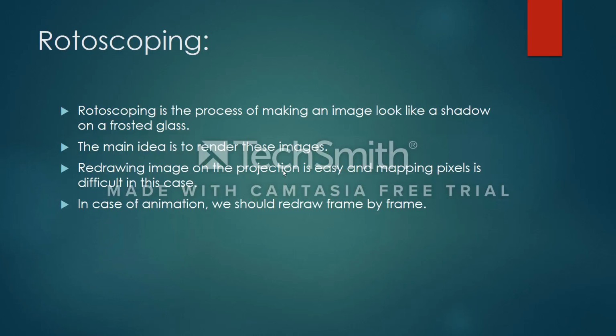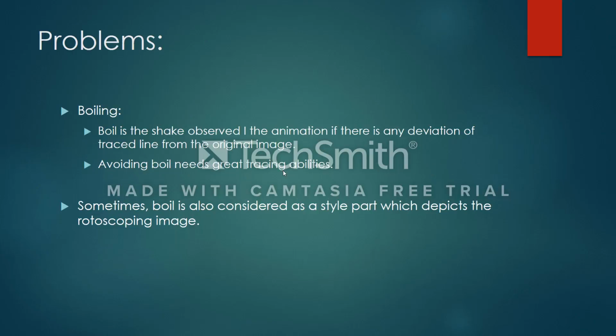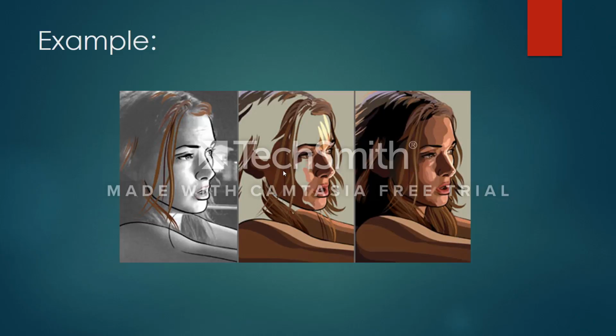Rotoscoping. What is rotoscoping? This is a process of making an image look like a shadow on a frosted glass. See this image. The original image is like this, and the final one looks like a shadow on a frosted glass. When you draw something on a frosted glass, or when you see something on a frosted glass, it looks more like pixeling, with fewer details of the image, giving more color patterning and more hardness to the picture.